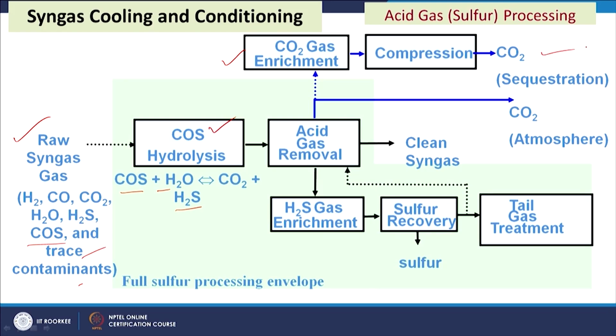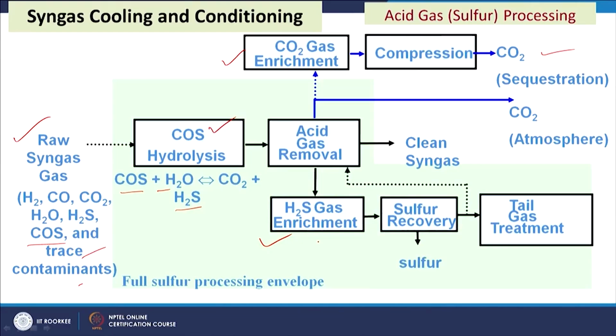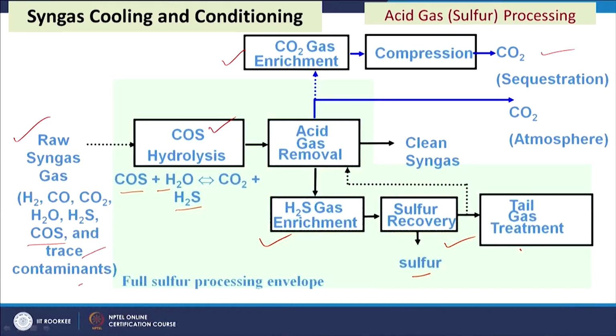On the other way we have H2S. We can selectively remove and enrich the H2S, and then after selective separation we can use this gas for sulfur recovery and get sulfur, and once we get sulfur we can produce sulfuric acid. After removal of sulfur or H2S we can go for further treatment of the tail gas. So, this is the flow sheet for acid gas removal, but now we will see how this can be done.